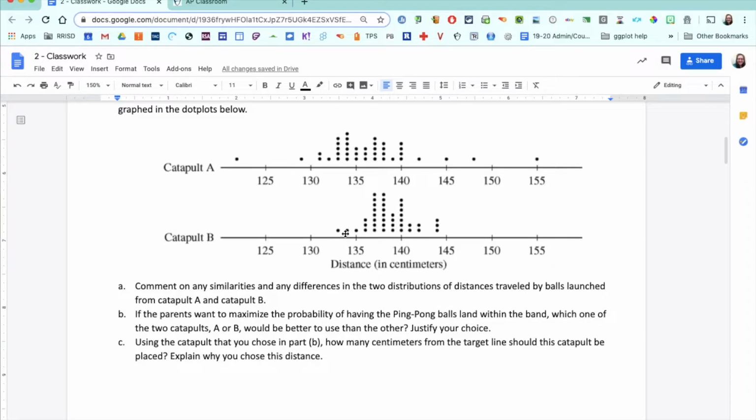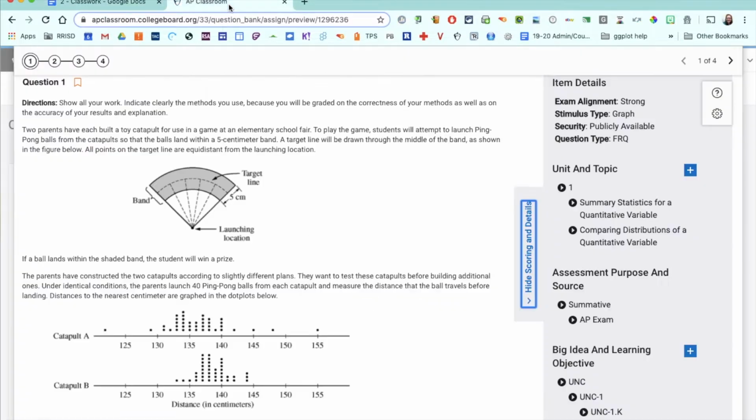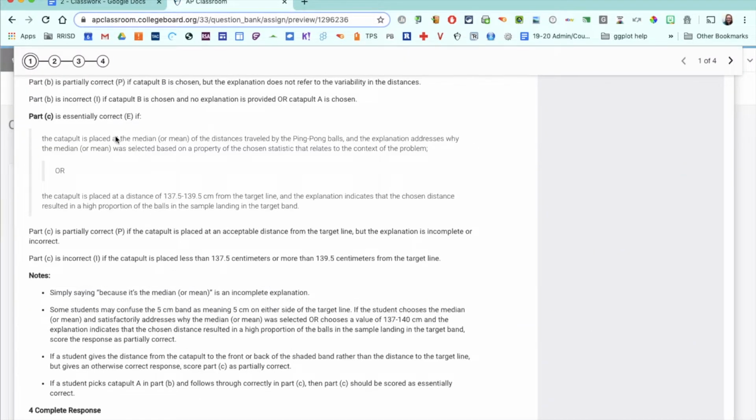You also may have figured out exactly where I should place this to where most of these dots rest within 5 centimeters either way. And that might have put it in a slightly different range. So I'll show you on AP Classroom's scoring guidelines. They said they were looking for you to say it's placed at the median. It explains why the median is appropriate. And again, that's just because it would represent the center well, since the graph is roughly symmetric.